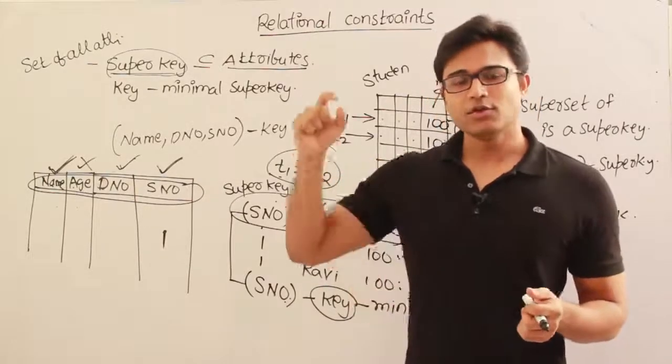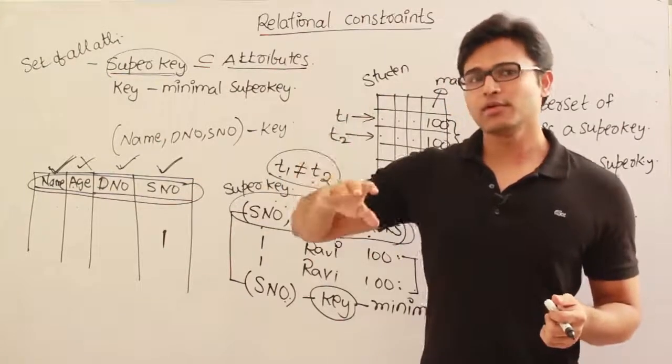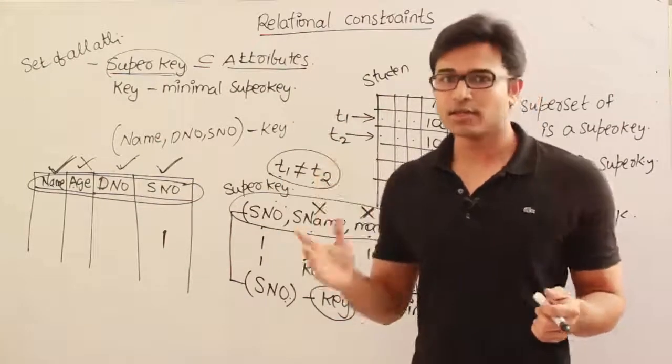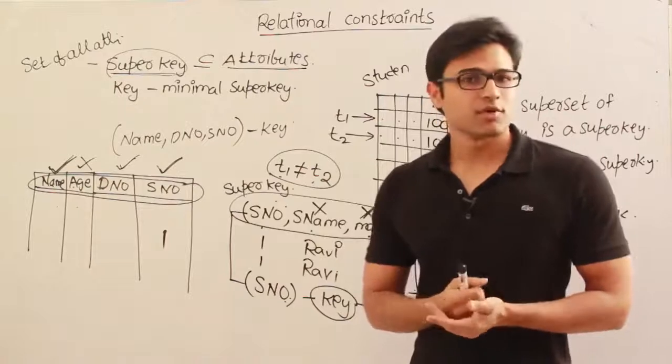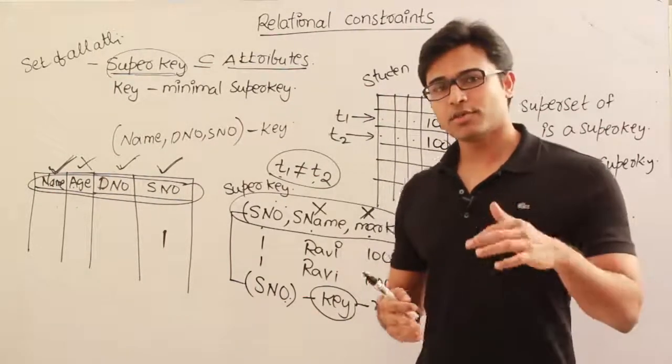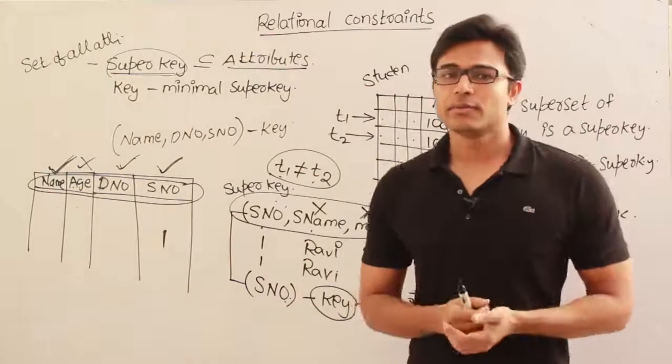Got it? And if you take a key and try to add any attributes, you are again going to get a super key. Then how many super keys are possible given a key? That depends on how many supersets you can form from that key.